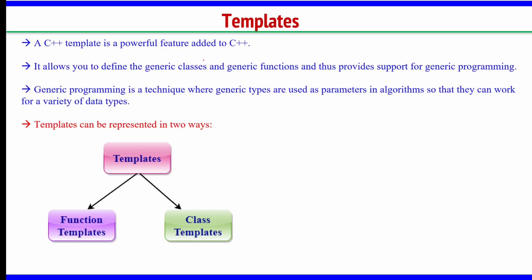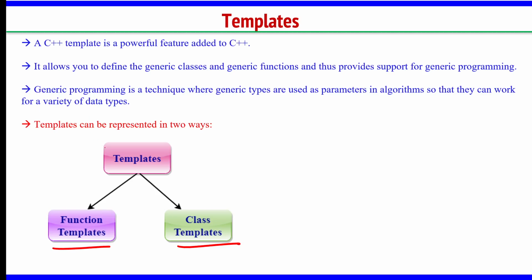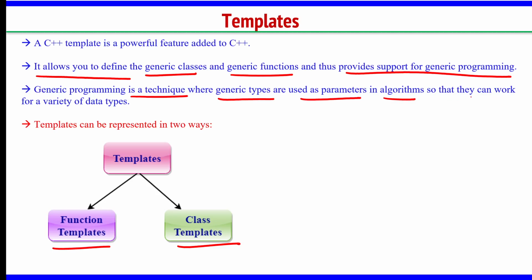We will see more. There are generally two types of templates. One is function templates, the other is class templates. So till now this is a function template. It means function overloading. I am trying to overload a function using a template. The same way we can do it for a class. We will see it later, right? Templates allow you to define generic classes and generic functions, and thus provide support for generic programming. So what is generic programming? It is a technique where generic types are used as parameters in algorithms so that they can work for a variety of data types.